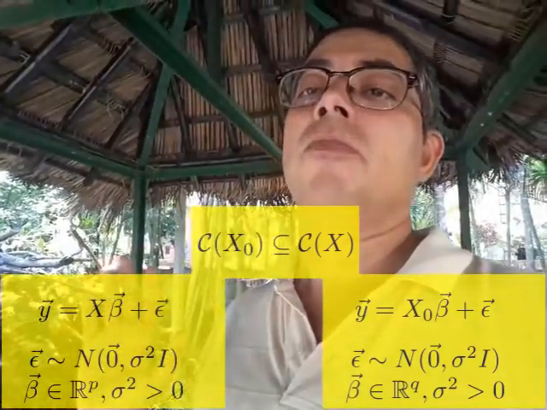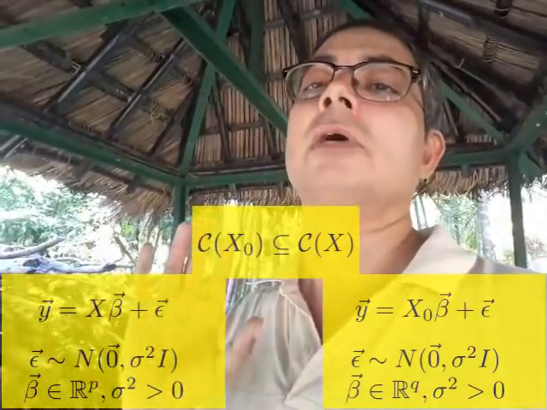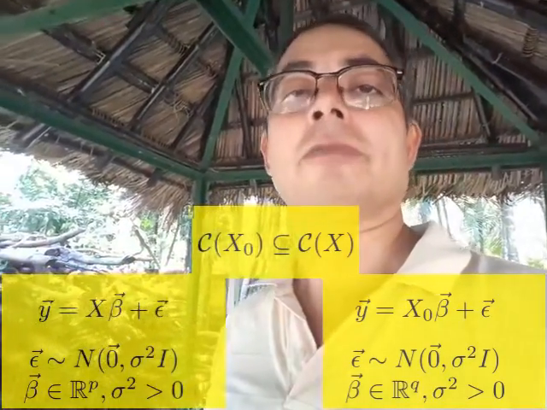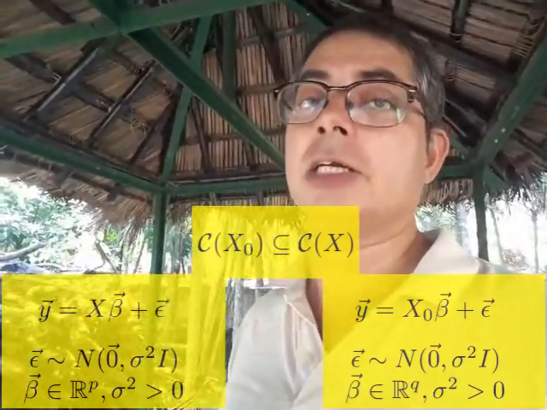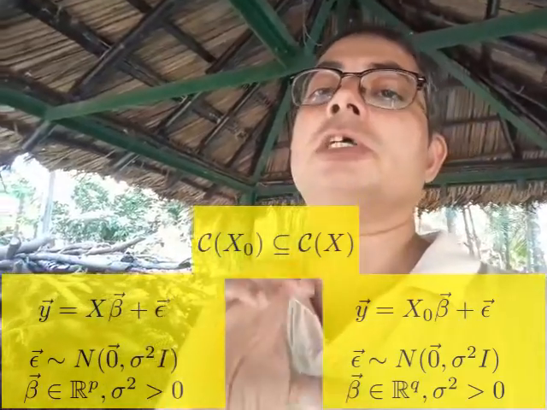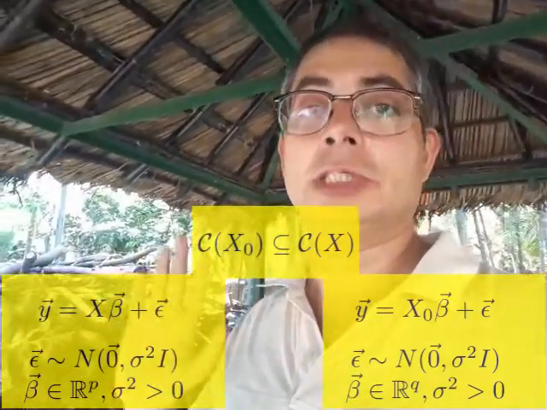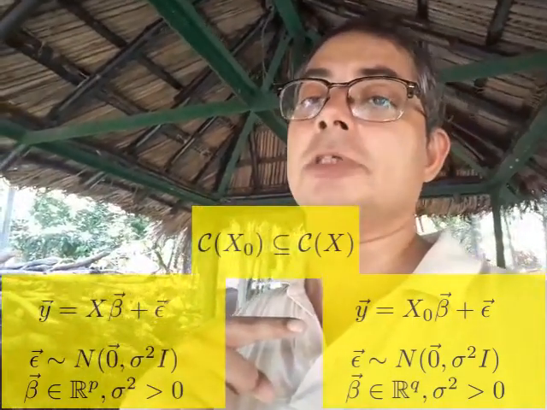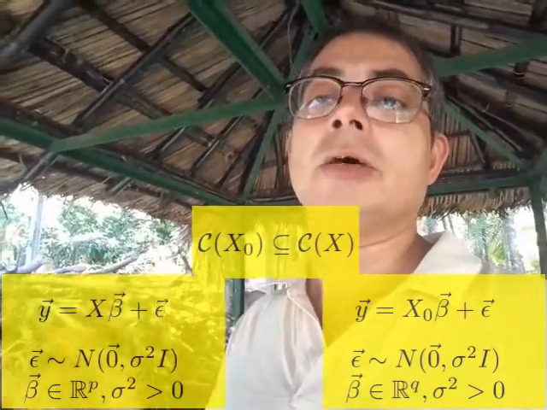Then we postulate, that's our null hypothesis, that for some x naught such that column space of x naught is a subspace of column space of x, so x naught is completely specified under the null hypothesis, and this model, this restricted model, is our null hypothesis. So this we always know, this is given to us, guaranteed. This is the null hypothesis, and the alternative hypothesis is this minus that.